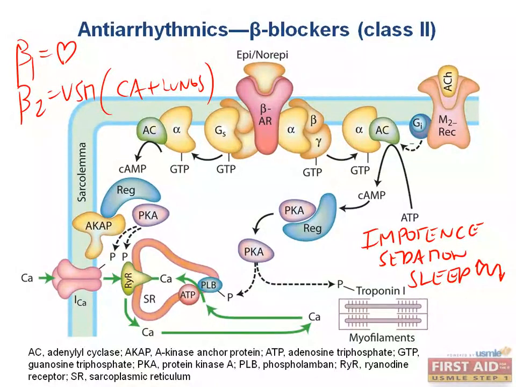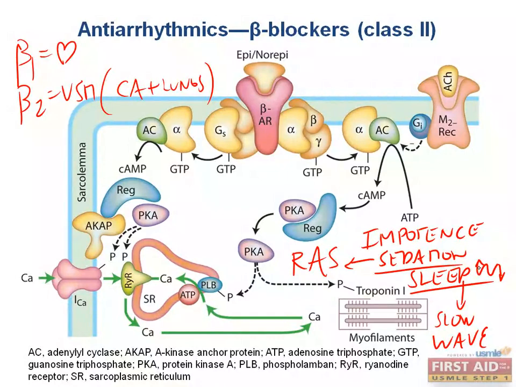block of the beta adrenergic component of the reticular activating system that keeps us alert and is responsible for slow wave sleep. So reticular activating system and then slow wave sleep. If you block the reticular activating system and block the ability for us to have slow wave sleep, you have a sedative-like effect, and you mess with their sleep, so you get alterations in sleep-wake cycles.